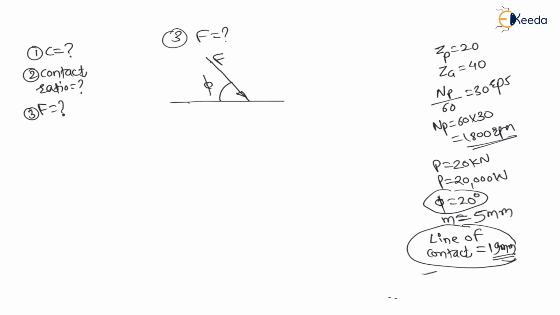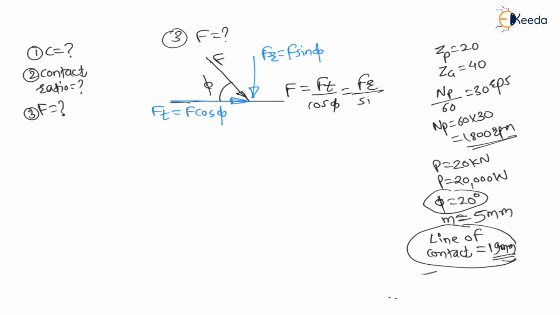Now for this F there will be one tangential component Ft, which is nothing but F cos phi, and one radial component Fr, which is F sin phi. Hence we can say this force F is equal to Ft divided by cos phi, or Fr divided by sin phi, right? The pressure angle is known, but we need to calculate Ft or Fr. Now from the torque equation we can calculate Ft.